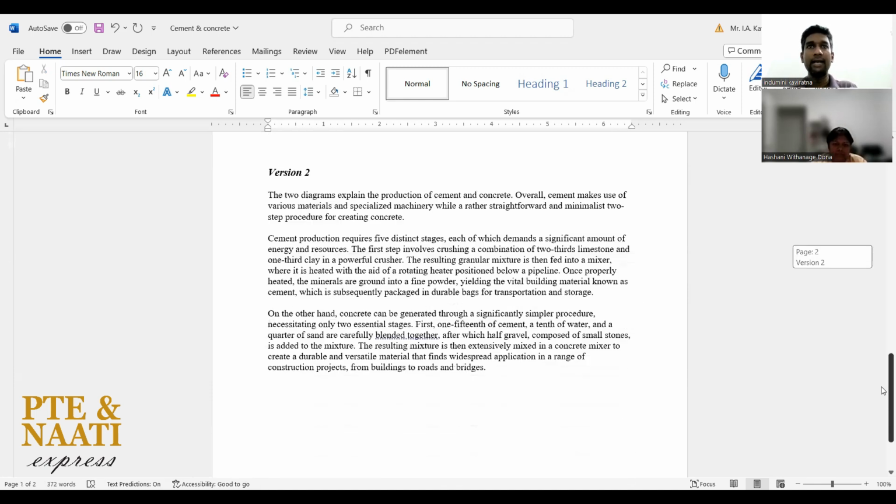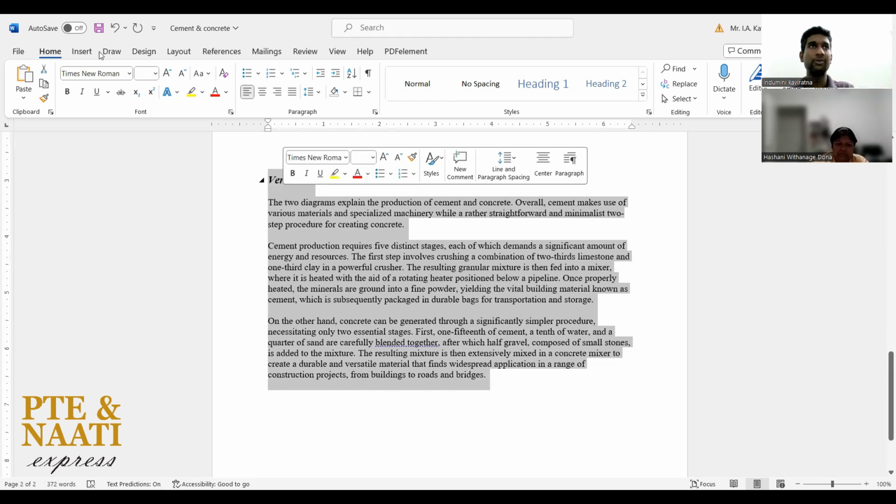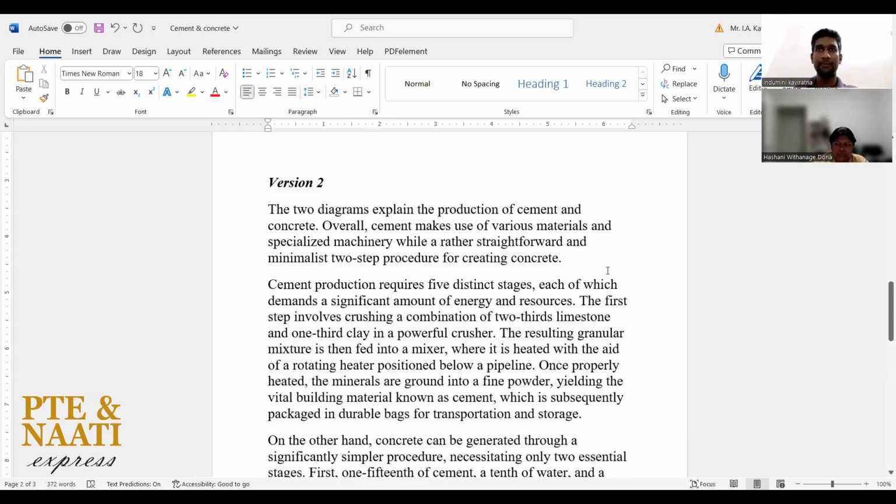Another thing, actually, there is another way of writing this kind of answer. I just want to show you. So you can write something like this also. The two diagrams explain the production of cement and concrete. Overall, cement makes use of specialized machinery, while there is a rather straightforward and minimalist two-step procedure for creating concrete. The same diagram I am showing another way of writing it, which is also good for your knowledge.